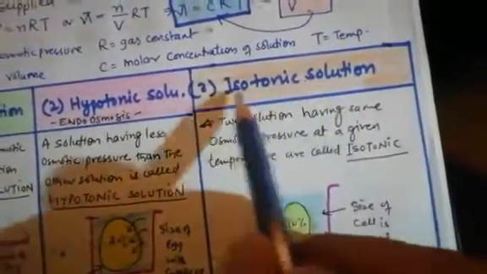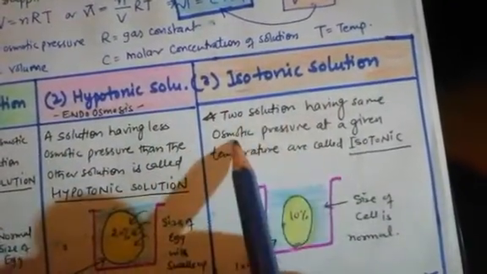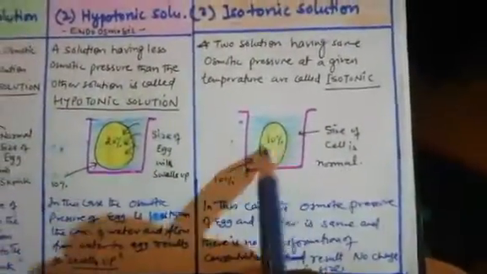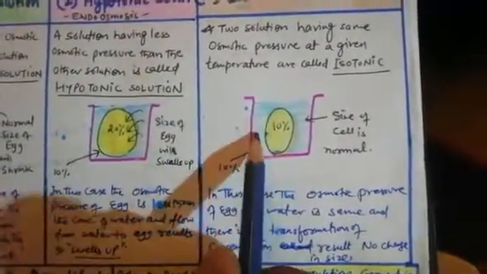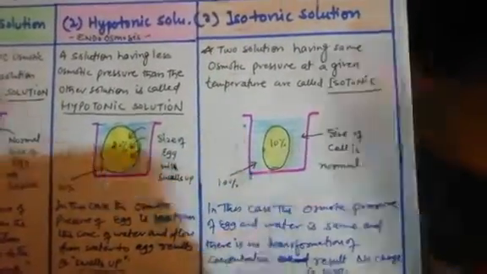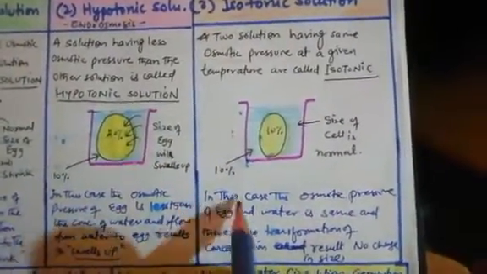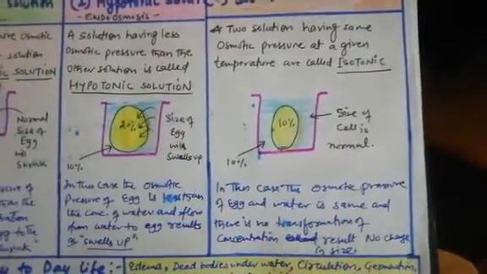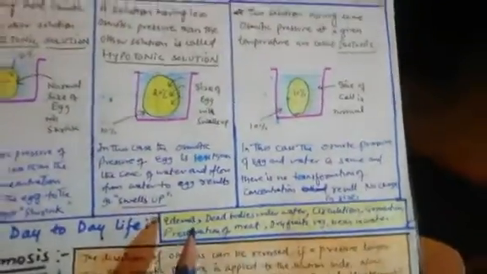Whereas in isotonic, the word iso means same, so two solutions having the same osmotic pressure at a given temperature have no transfer of any concentration. It means that whatever size the egg originally had, that will be its size later also. In this case, the osmotic pressure of the egg and water is the same, and there is no transfer of concentration. As a result, there is no change in size, so that's why it is called isotonic.